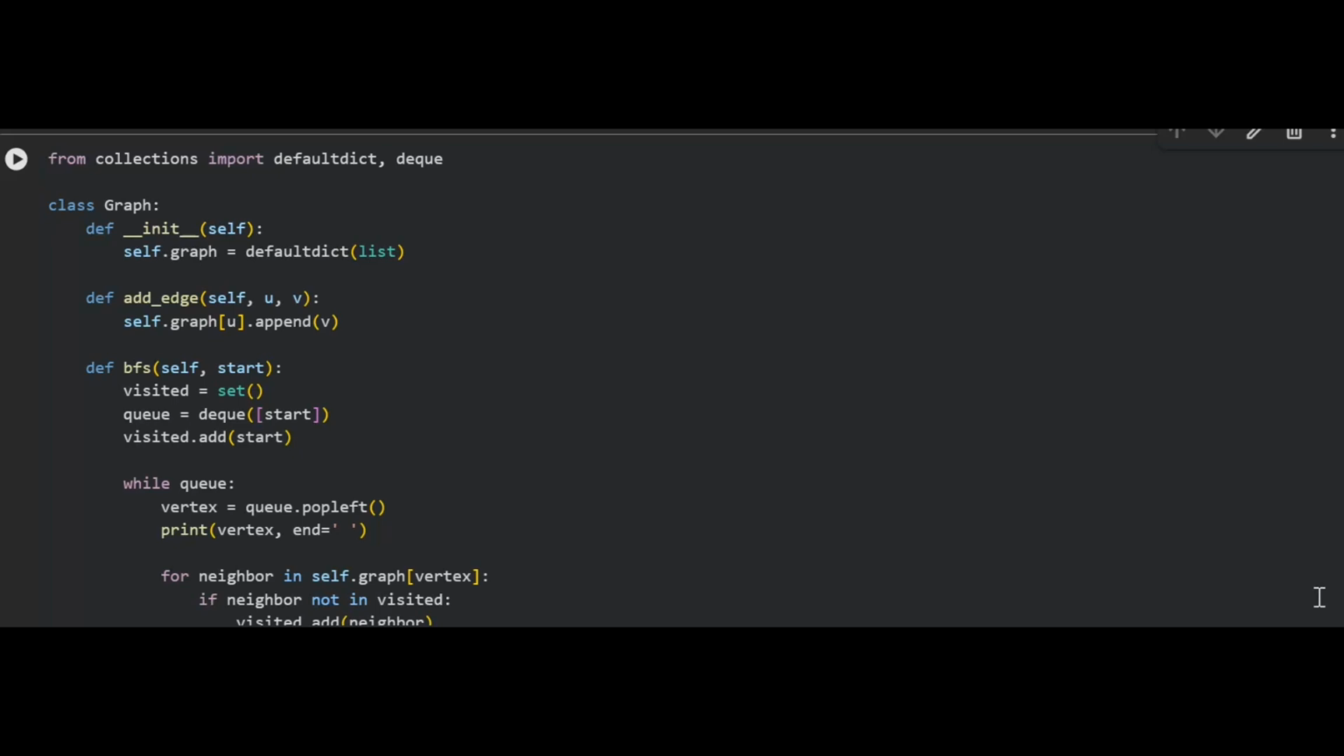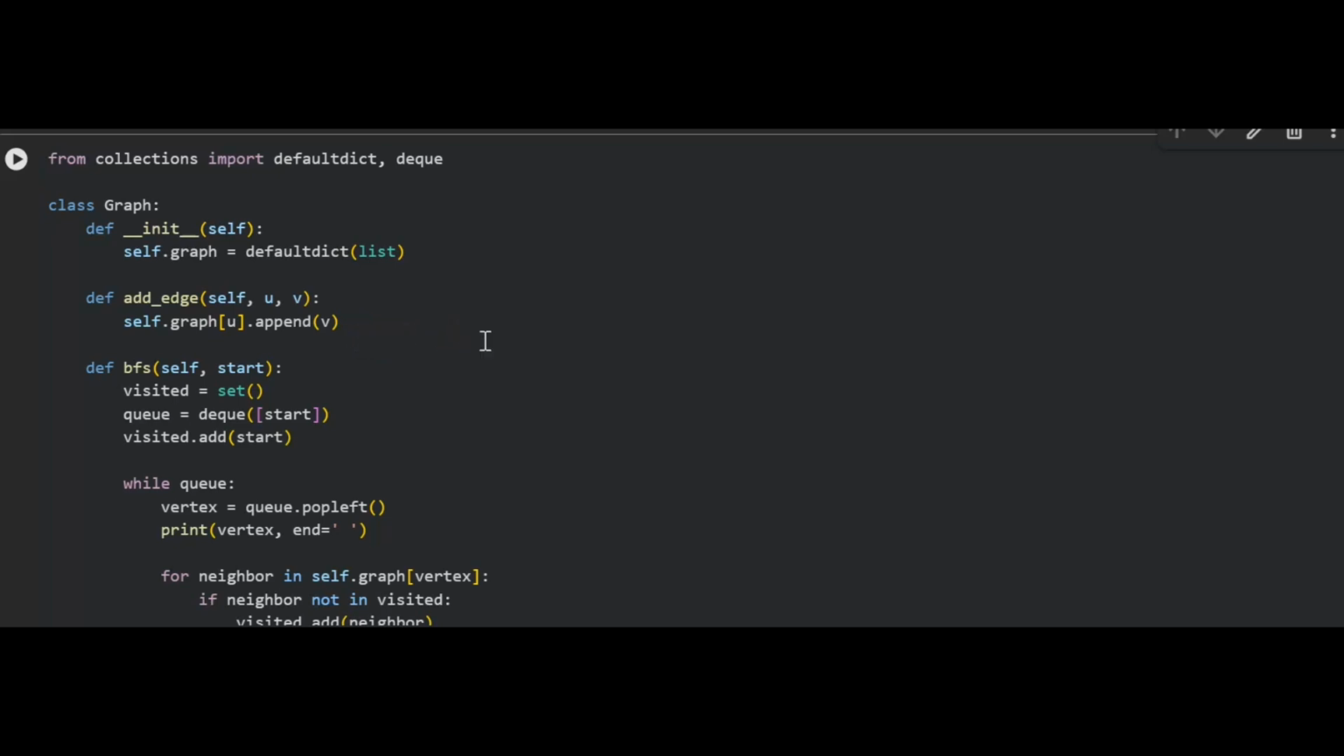This code implements a graph and performs a breadth first search, BFS, traversal. Here's what it does. It creates a graph first using a dictionary where each vertex maps to a list of its neighboring vertices. It adds edges. The add edge method connects the vertices. For example, adding edge 0, 1 means vertex 0 connects to vertex 1.